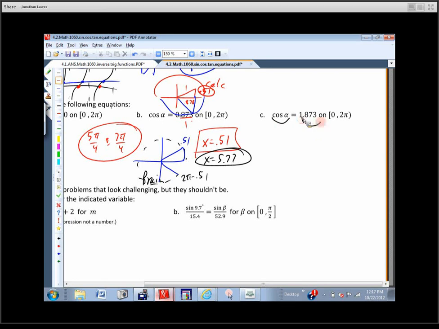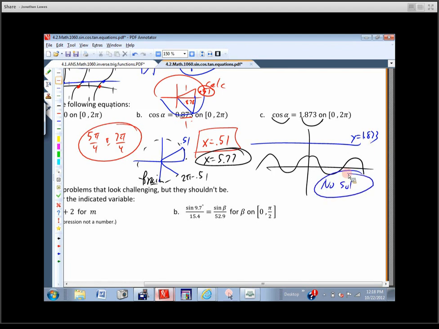Graph cosine and graph this line right here. Cosine looks like this. It gets up as high as 1 and as low as -1. And if I were to graph that right there, this would be y equals 1.873. Do they ever touch? Do they ever cross? Nope. So there is no solution. That's too big a ratio to plug into cosine inverse, and it's outside the range of cosine, so there's no way they're going to cross.